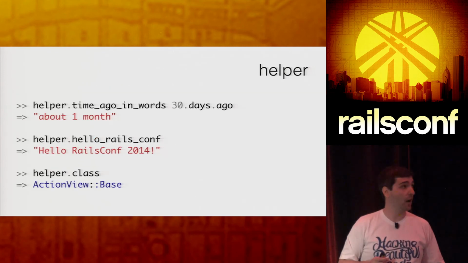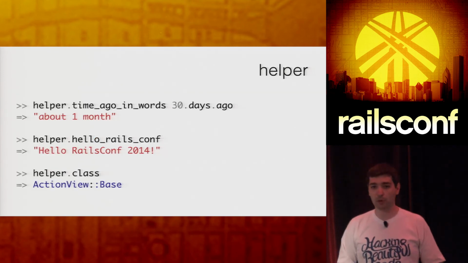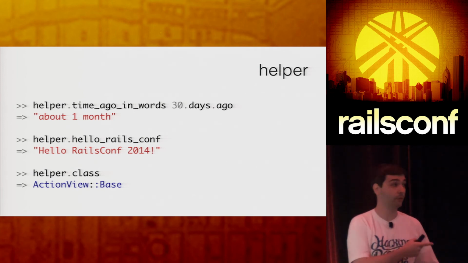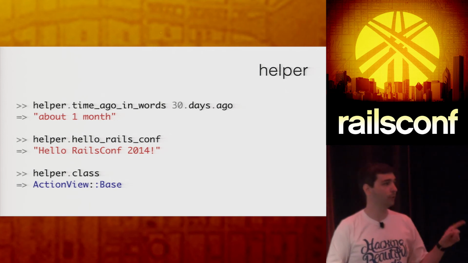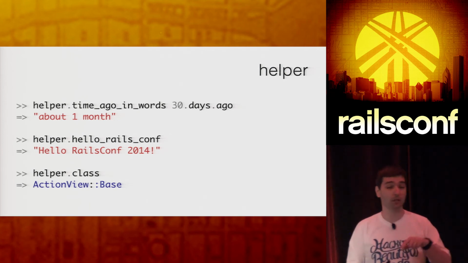I also have helper, which allows me to call any helper in an application. It's an instance of ActionView::Base. So you can call Rails helpers like time_ago_in_words, and you can call your own helpers like hello RailsConf.